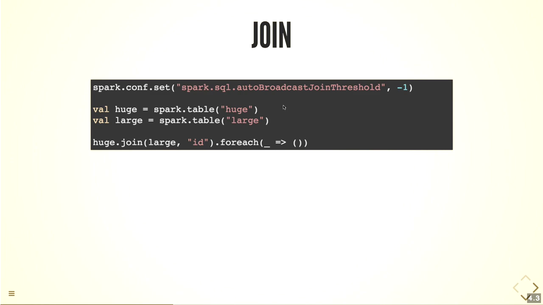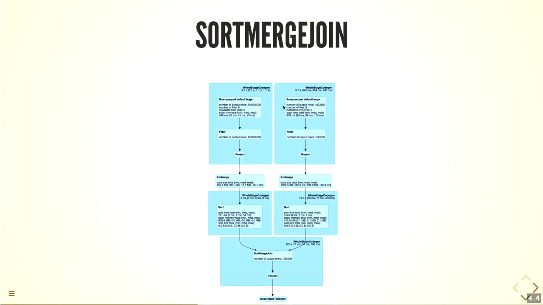So I just loaded these two tables, huge and large, and I did this join by ID, okay? I triggered an action by using foreach. It's just to see the time of this join explicitly rather than dealing with the execution time with extra calculation. So this foreach drops all the results because I'm not interested in them. Okay, so this is what you can see in the Web UI after doing this very simple join.